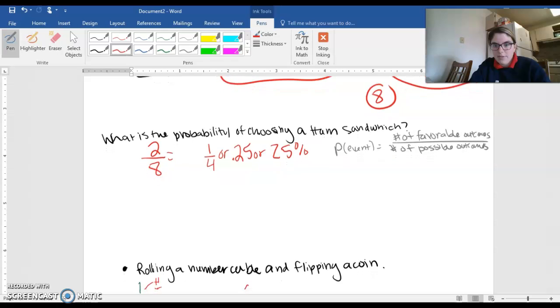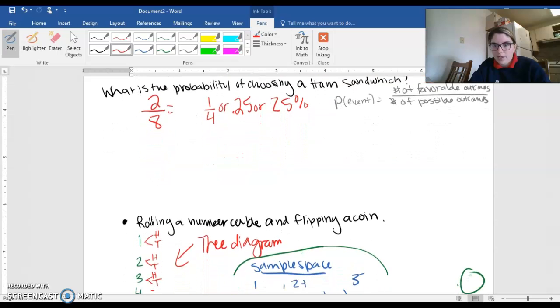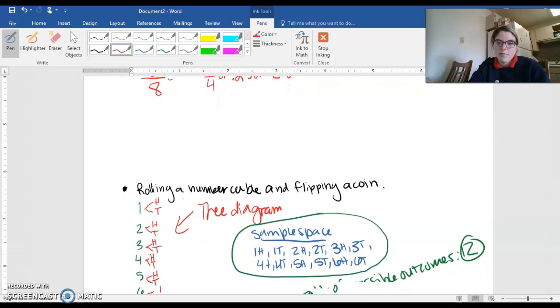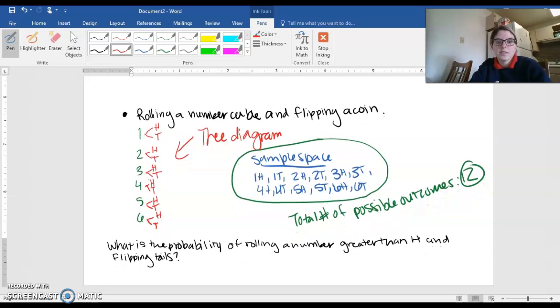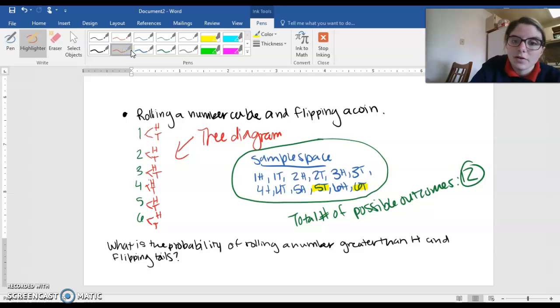And then for our second one we talked about rolling a number cube and flipping a coin. Our follow-up question, sorry, it's taking forever to load, is, what is the probability of rolling a number greater than 4 and flipping tails? So 1 is not greater than 4, 2 is not, 3 is not, 4 is not greater than 4. So 5 and 6 flipping tails. Make sure you only highlight the flipping tails. So our total number of favorable outcomes would be 2 over a total number of possible outcomes, which was 12, which would simplify down to be 1/6.